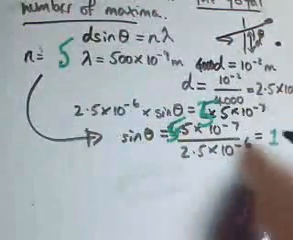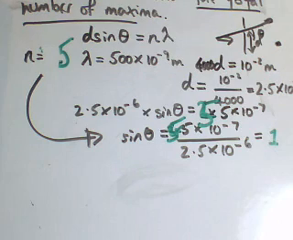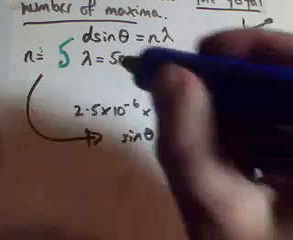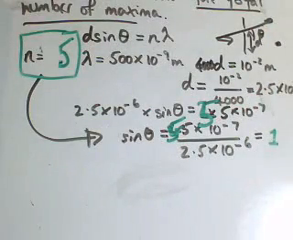So for n equals 6, I'd get an answer of 1.2 down here, and I'd get an error when I tried to find theta. So that's telling us that the maximum conceivable n is 5.